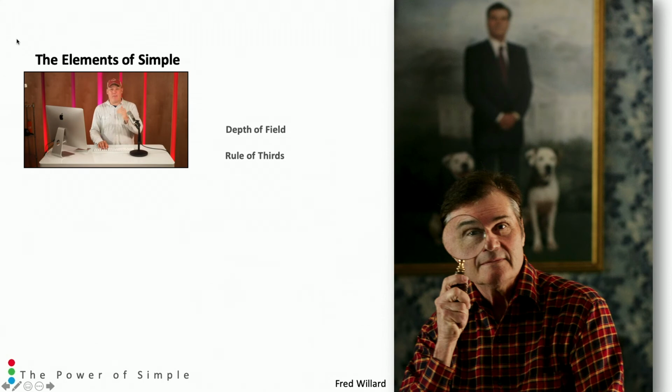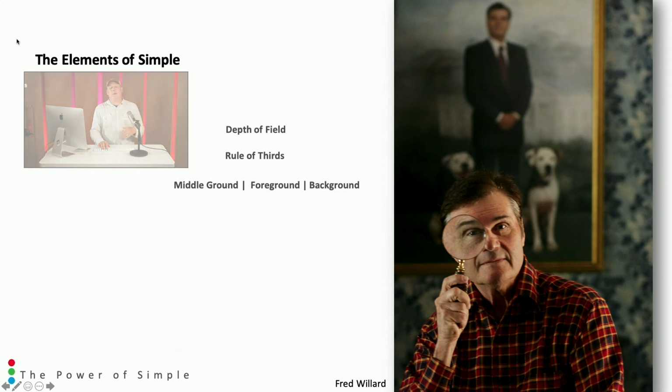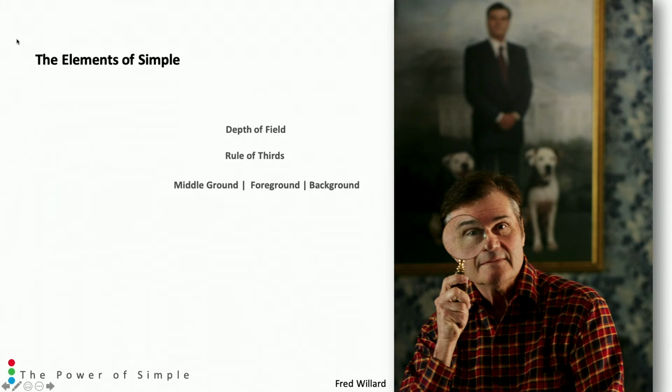So again, I made sure that I put him in the lower third of the frame just by necessity because I needed to shoot it vertical so that I could show the painting or the portrait of him and the dogs in the background. And then the other thing we have is middle ground, foreground, background. He's the foreground. Really, the eyeglass could be the foreground. He's the middle ground and the painting's the background. So always another element of Power of Simple that you can try to find. So that was it. It was fun.